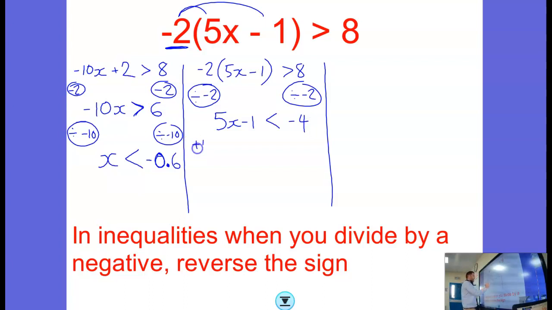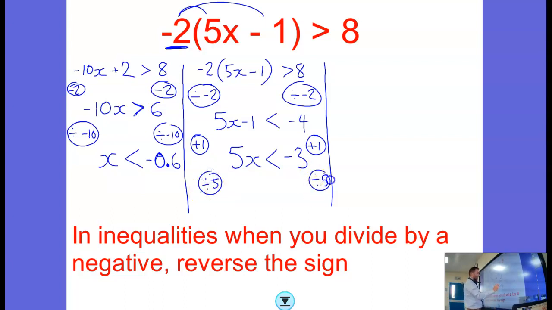Now I'm going to add 1 to both sides, and I get 5x less than minus 4 plus 1, which is minus 3. Divide by 5, and I get x is less than minus 3 over 5, which is the same as negative 0.6. Okay, that's a second method that we can use.